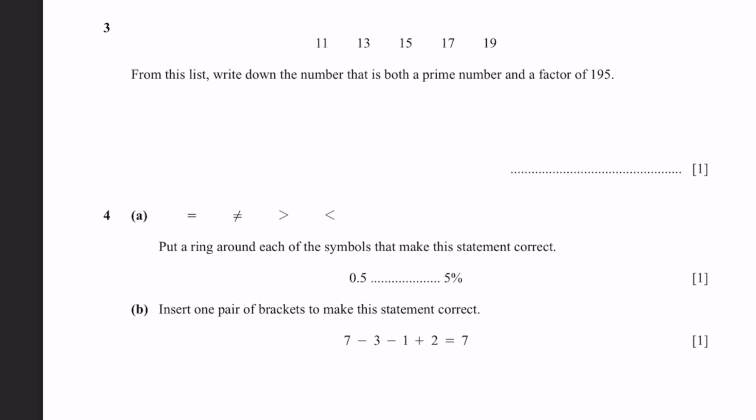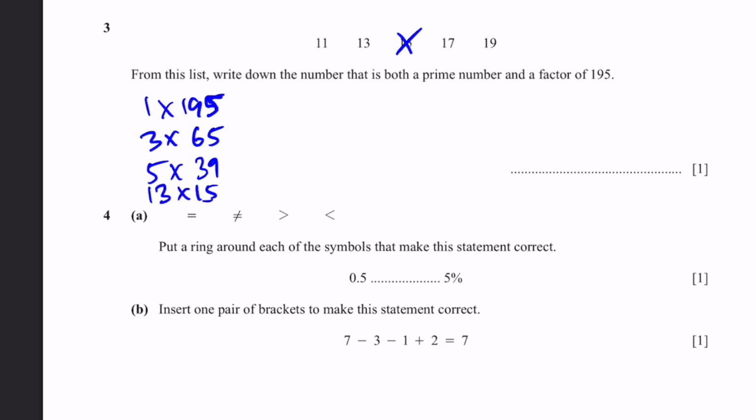Question 3. 11, 13, 15, 17, 19. From the list, write down a number that is both a prime number and factor of 195. So in the prime numbers, there's 11, 13, 17, 19. 15 cannot be counted. Factors of 195 are 1 into 195, then 3 into 65, and then 5 into 39, and then 13 into 15. These are the only four ways to get 195.